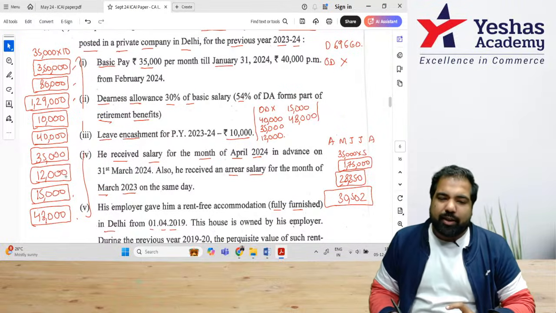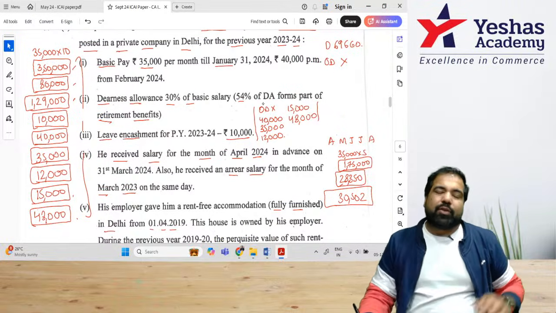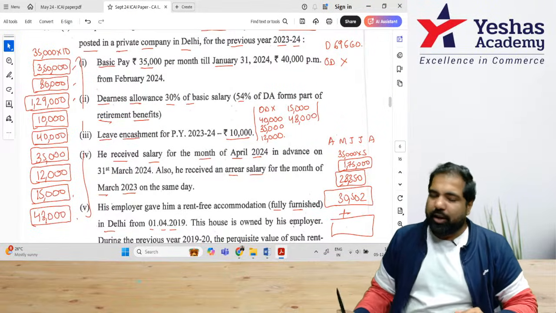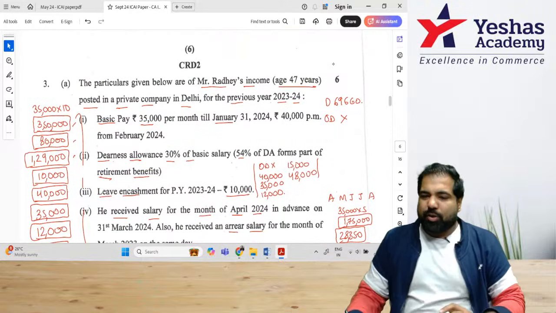And then you will not add the others, and you will do 10% of that because the percentage changes for the next 7 months, and you will add up both the perquisites and you will get the value. Now, guys, this question is for 6 marks.